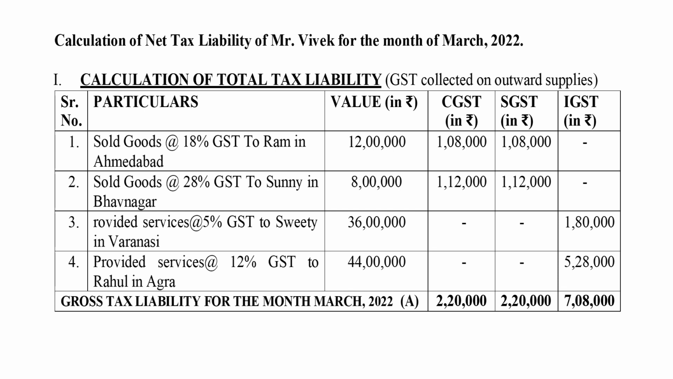In CGST we have 2,20,000, in SGST we have 2,20,000, and in IGST we have 7,08,000. So this was the calculation of gross tax liability. Now we have to find out the calculation of net tax liability. We'll see what taxes are applicable on the inward supplies. Whatever purchases or services we have received, for that we'll make a next column.